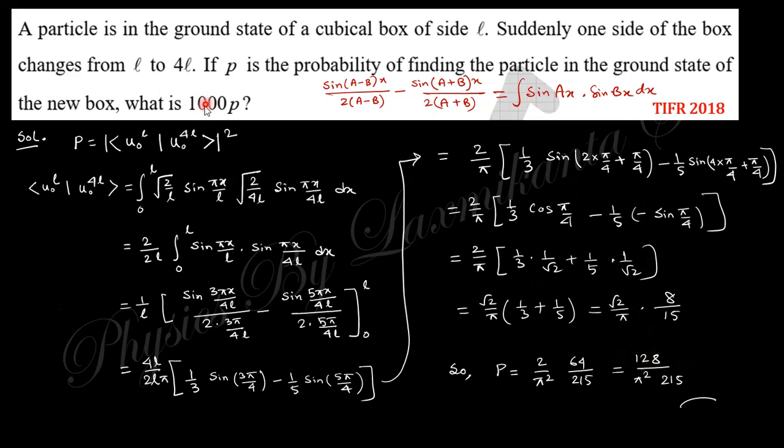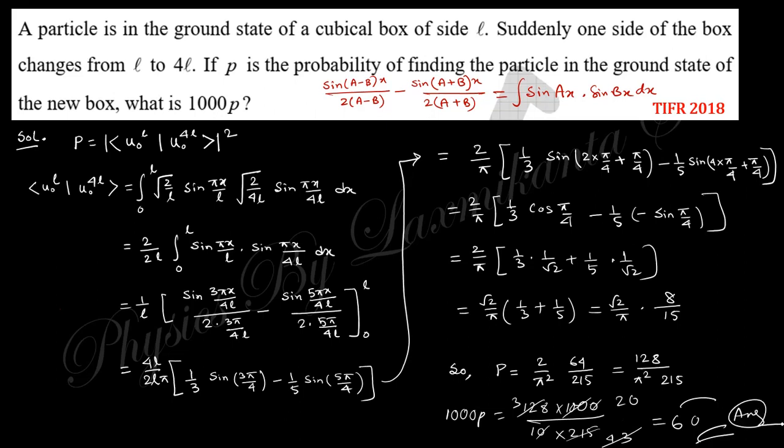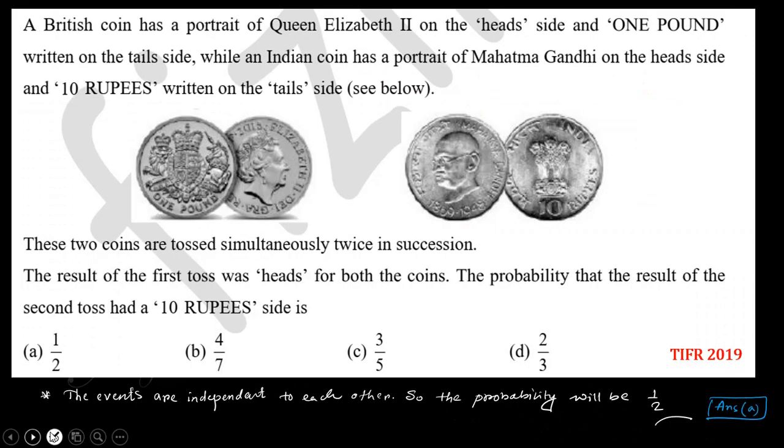So the P value is like that. You need to find out 1000 P. So 1000 P is nothing but 128 into 1000 by pi square. Pi square is nearly taken as 10 to 15, so these two cancel out. You can take 5 4 3, and this is 20, right? And nearly this is 3, so this will be nearly 60. This will be the answer. Clear? I think clear. Go to the next one.